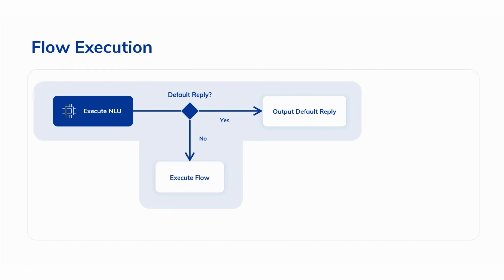You can combine this. So it is possible to give out a default reply, for example, as part of a large FAQ, and then after that, trigger the rest of the chart, the rest of the flow nonetheless.